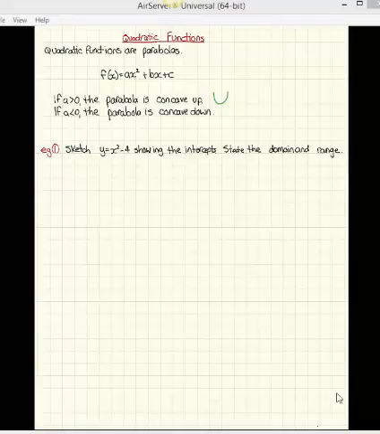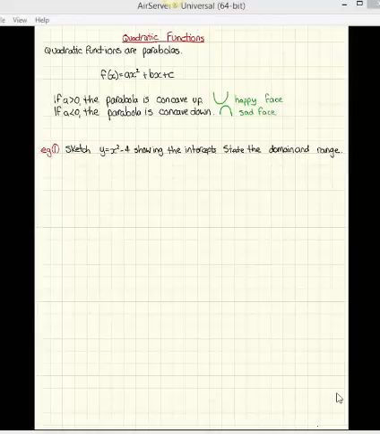The way to remember it is that a positive a is a happy face. And yes, I know it sounds silly, but it's the easiest way you've got for remembering this. If a is negative, or less than 0, then it is concave down and you get a sad face parabola.